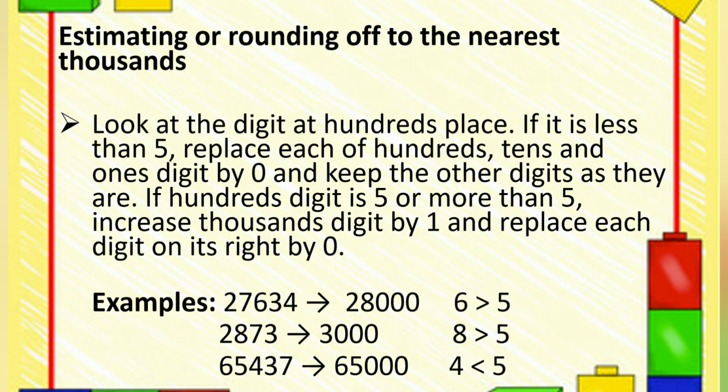27,634. Now hundreds digit, that is 6. 6 is greater than 5. So you have to add 1 in thousands place. So answer is 28,000. 2873. Here 8 is greater than 5. So add 1 in thousands place and other digits you have to put 0. 3000 is the answer. 65,437. Here 4 is less than 5. So answer is 65,000.